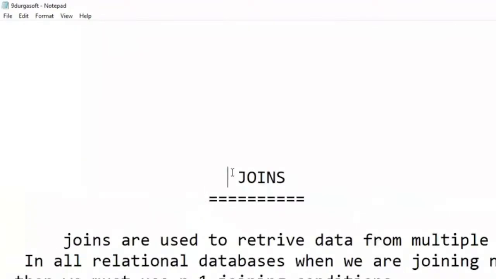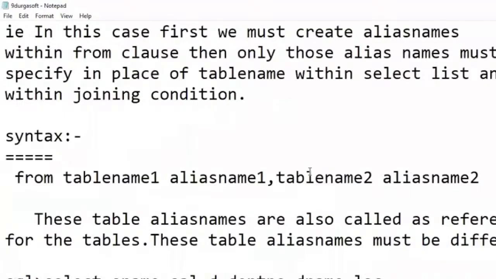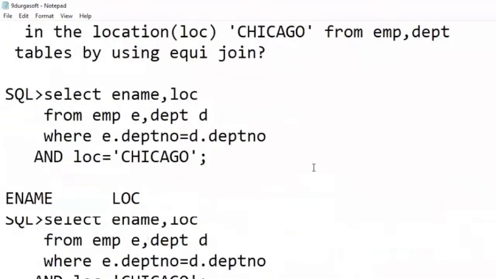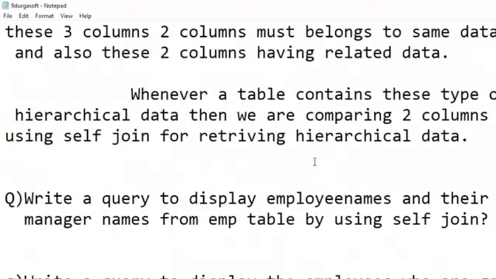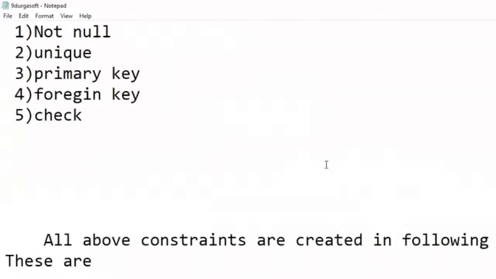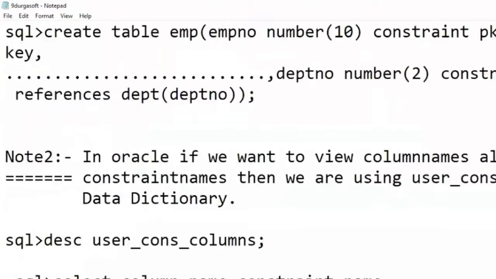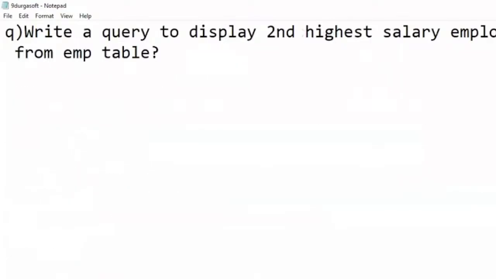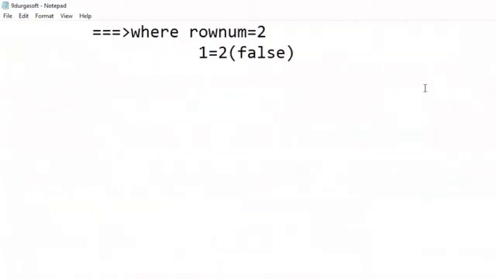And now the main concept, joins, to retrieve data from multiple tables. This is SQL language knowledge. Maybe some fellows have an idea about it. Then constraints. In our SQL language side, constraints is a concept: primary key, foreign key, check. So many things are there. Once we are good at all those things in our course, subquery is a concept, and it is most powerful.